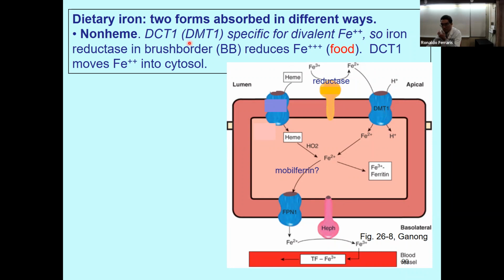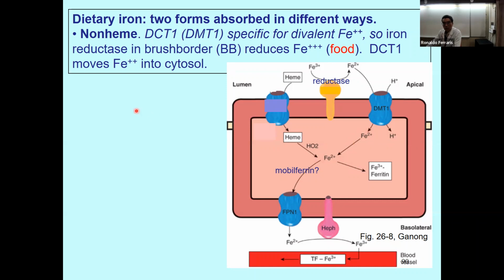The name is divalent metal ion transporter or divalent cation transporter. So easy to remember, and books can call them by either of these names. So now we have divalent iron in the cytosol.